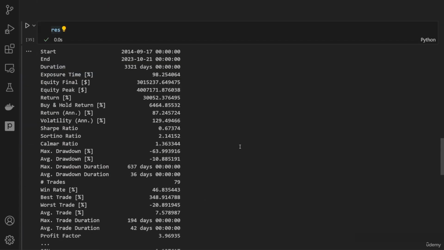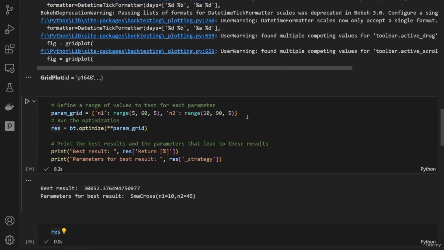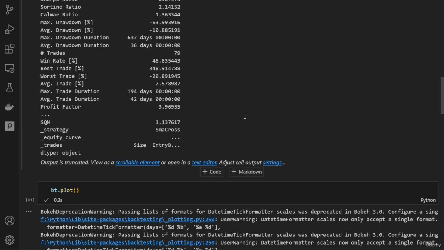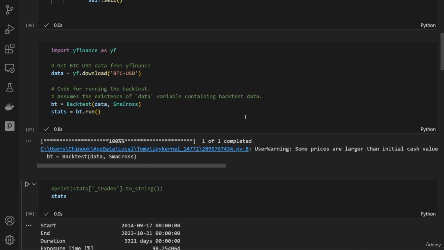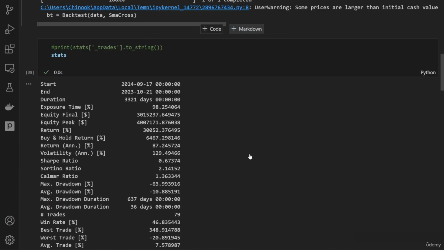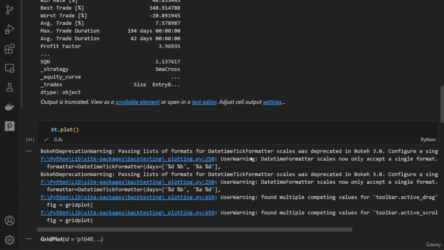So this was a quick introduction to the backtesting.py package. It's a powerful tool for backtesting our trading strategies in Python. As you may have noticed, it provides a very simple and intuitive API. It allows us to define strategies, run backtests, analyze results, and optimize our strategies as well. And this is very important. With this tool, we can test and improve our strategies using historical data and then gain insights that can help us make better trading decisions.